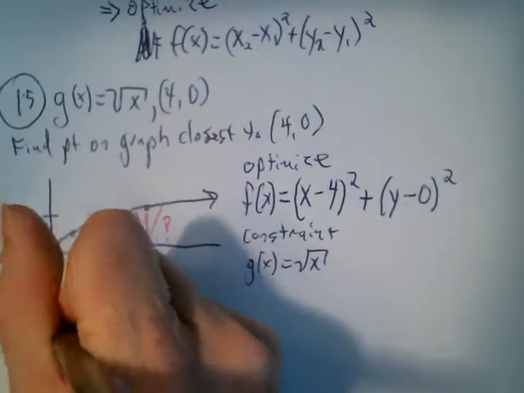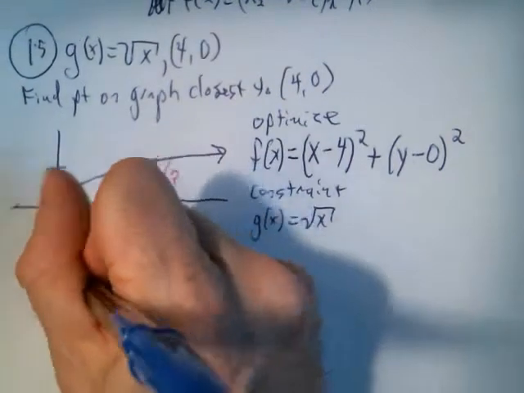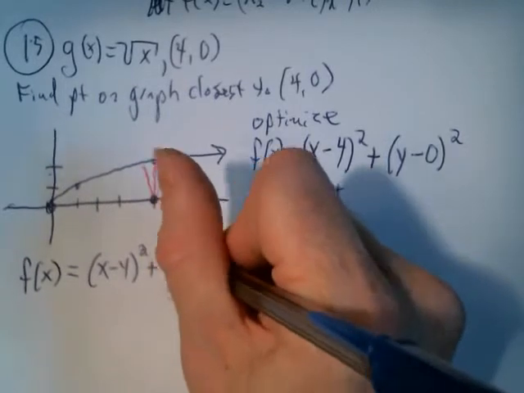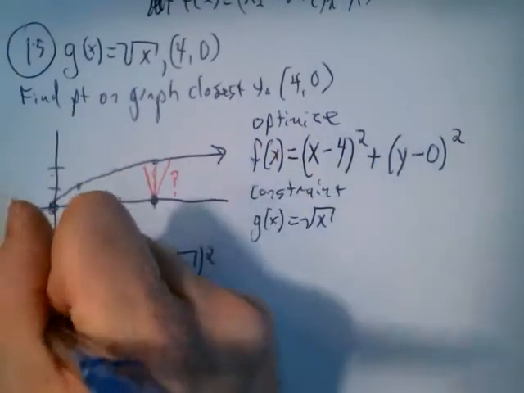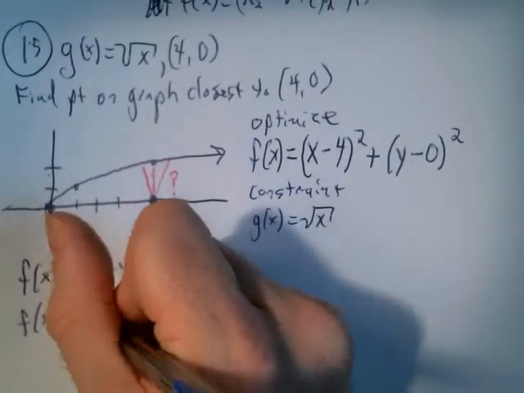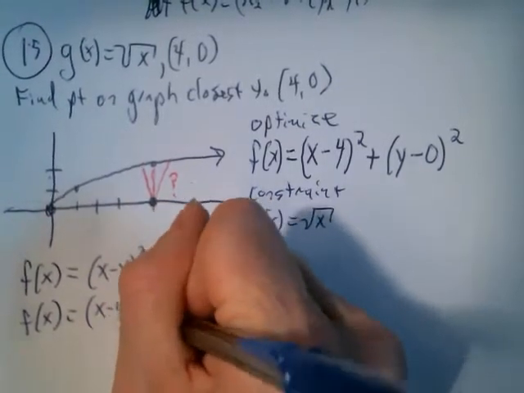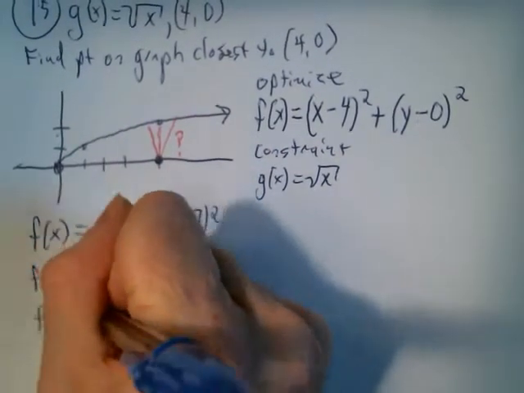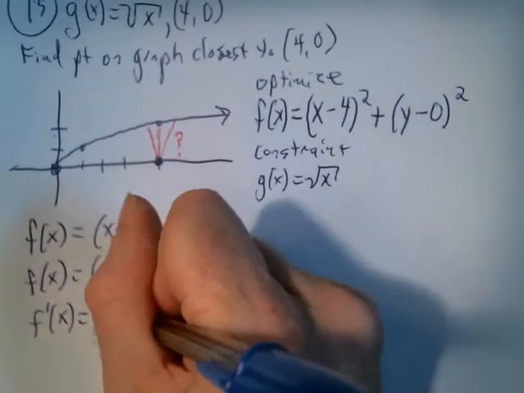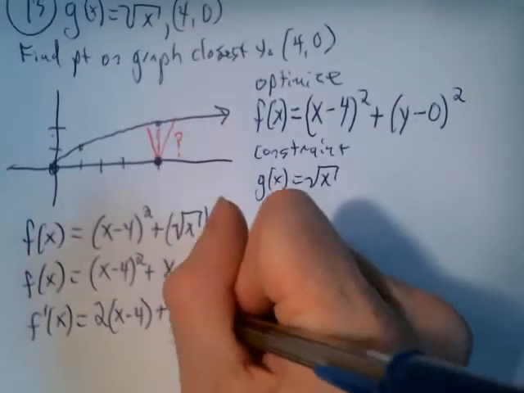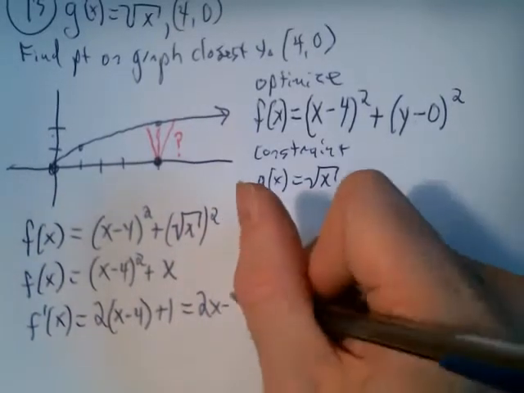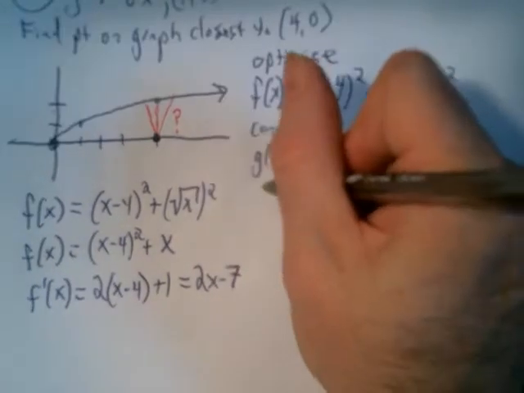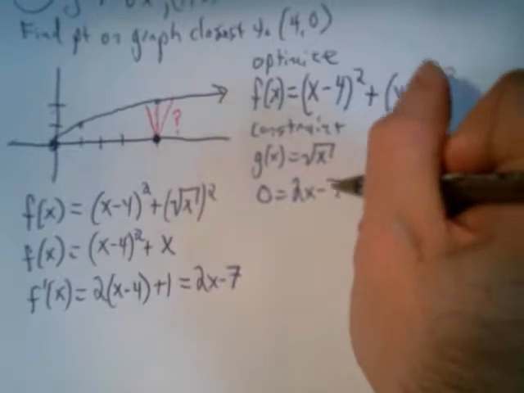So here's our new formula to optimize. f of x is x minus 4 squared plus y squared, which is now square root of x squared. So our f of x will be x minus 4 squared plus x. And then we can take its derivative. F prime of x is power rule, 2 times x minus 4 plus 1, which is 2x minus 8 plus 1, which is minus 7. And so set it equal to 0. 0 equals 2x minus 7.